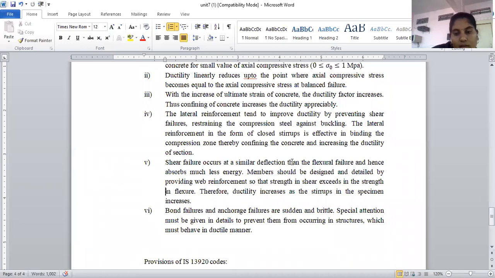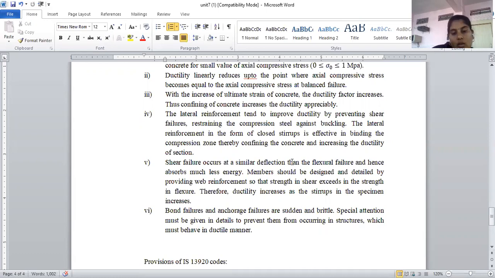and detailed by providing web reinforcement so that strength in shear exceeds the strength in flexure.